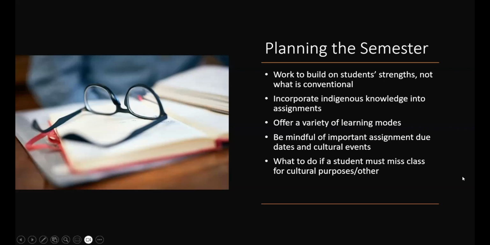Whenever you're going into planning the semester, if you can, work to build on student strengths, not what's conventional. If you have students who are non-traditional, maybe many of them go into a certain industry of work, maybe a factory or a hospital or grocer, something that is common with a lot of your students, that they get certain training in this particular field. Use those skills that they are learning and build upon that. Try to rework some of your assignments in order to incorporate things that they're familiar with, not necessarily what the textbook may say to go by.